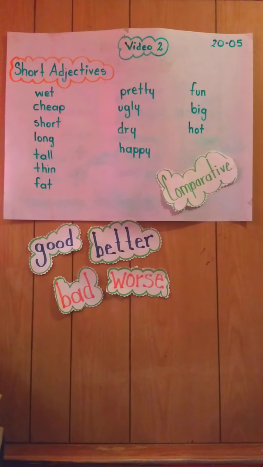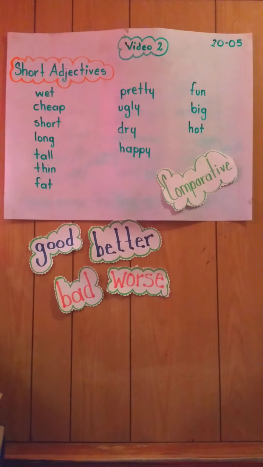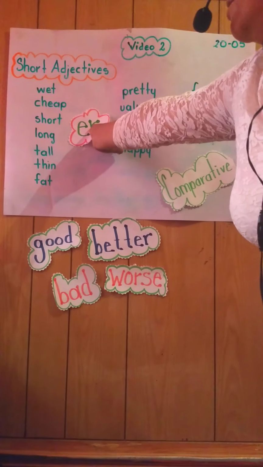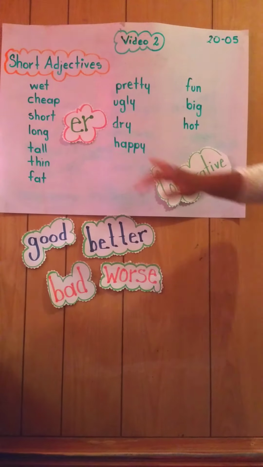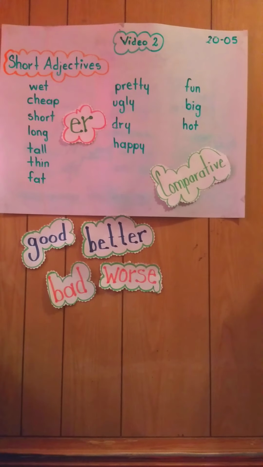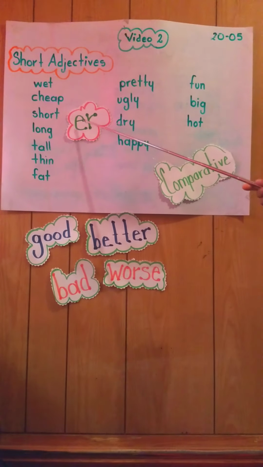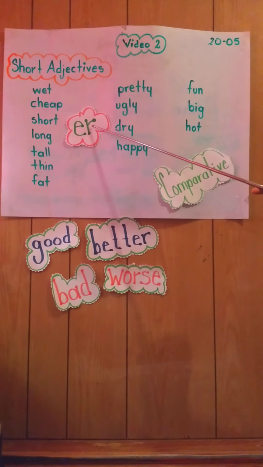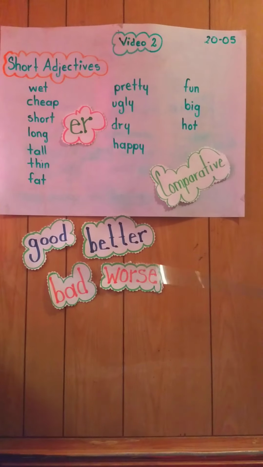Okay, students, in the short adjectives, we are going to use these letters to make the adjectives in comparative form. For example, wetter, cheaper, shorter, longer, taller, thinner, and fatter.